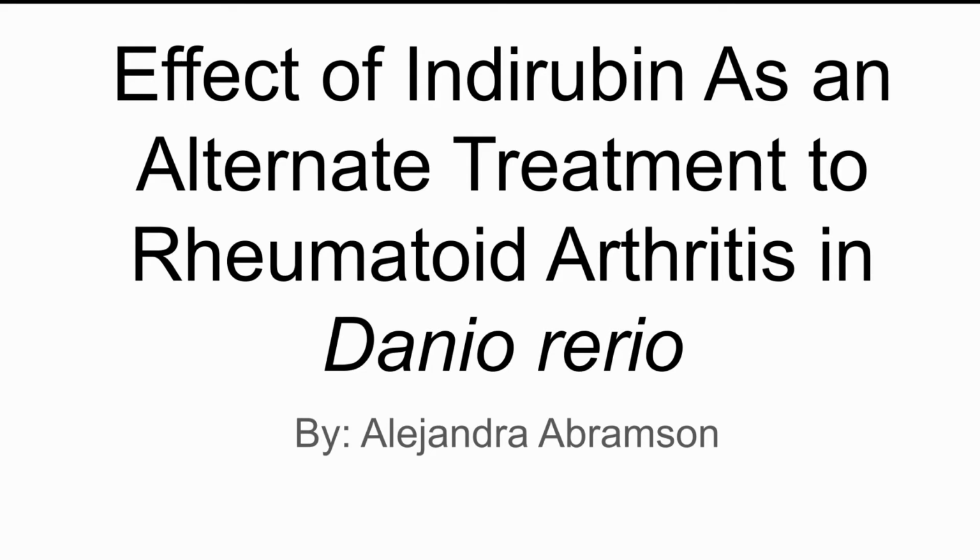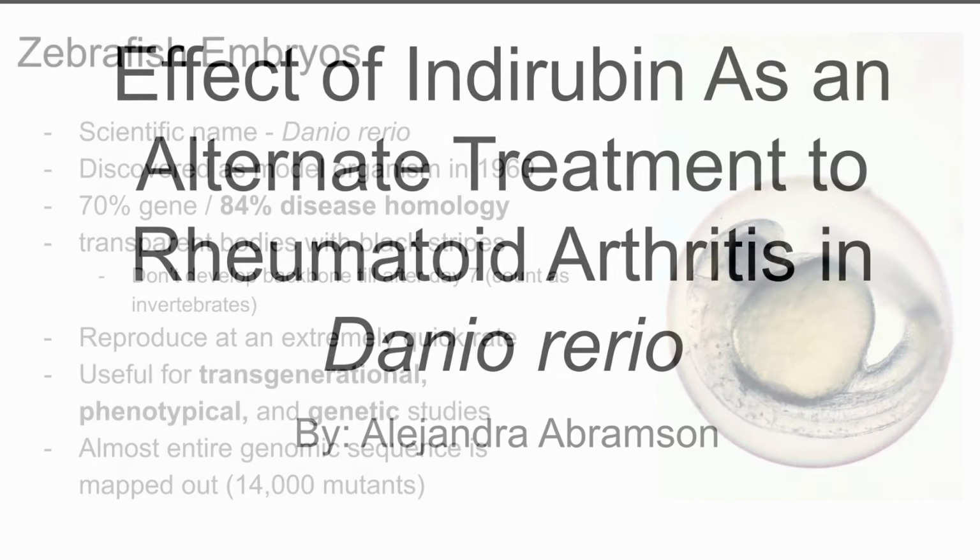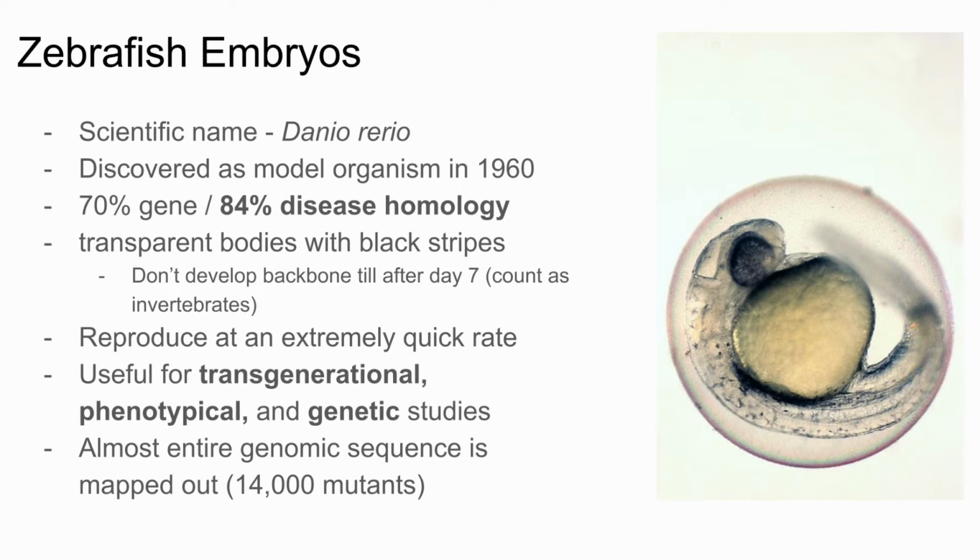This is the effect of indirubin E804 as an alternative treatment to rheumatoid arthritis. Zebrafish was discovered as a model organism in 1960 as a tropical fish native to Southeast Asia. As embryos, they are fully transparent, and as they develop, black stripes begin to appear and give them a blue tint. After fertilization, zebrafish eggs develop outside of the mother's body so early development can be studied during experimentation.